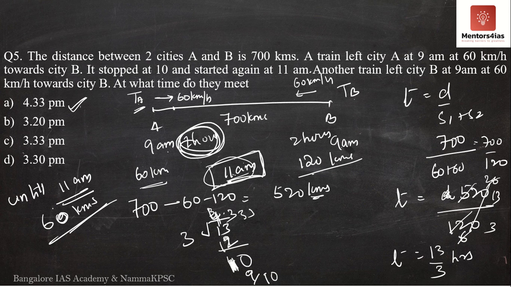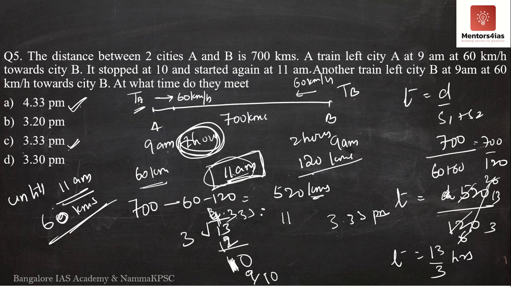What is the question asking for? The question is asking for after 11 a.m., how many hours do they take? Then you might say, oh, it is 4.33. Therefore, after 11 a.m. plus 4.33 hours, you would say 12, 1, 2, 3. Therefore, the answer is 3.33 p.m. Then you would mark option C. No, this is also incorrect.